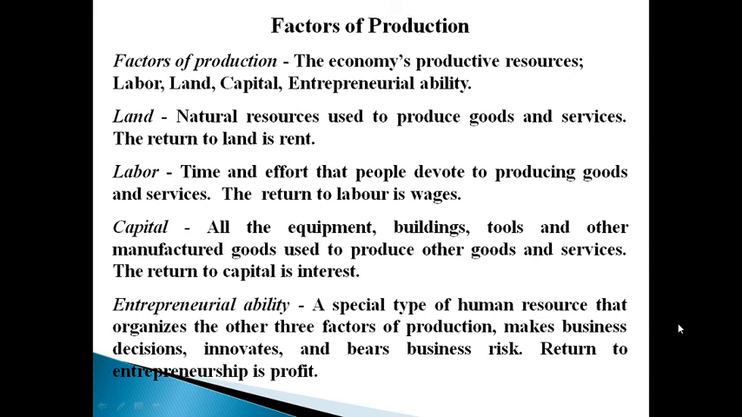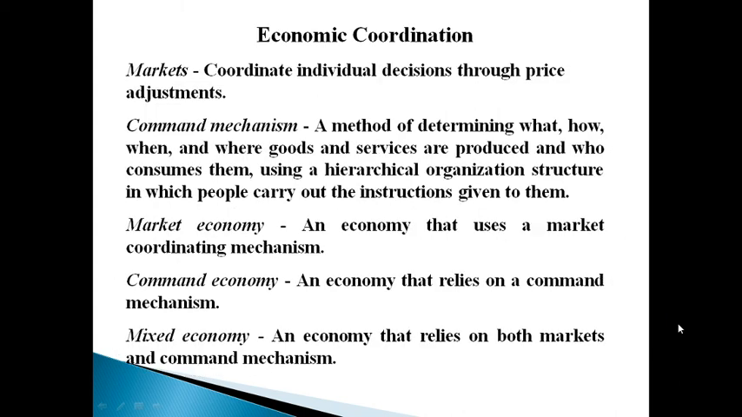What are the factors of production? We know the four M's are going to be the factors of production, and simply we can say labor, capital, land, entrepreneurial ability, like man, machine, material, money. Land, in the sense of natural resources used to produce goods and services. Labor, the time and effort of the people. Capital, the amount of investment, equipment, money, buildings, tools, all these things. Entrepreneurial ability, a special type of human resource that organizes the other three factors of production. That is a major thing.